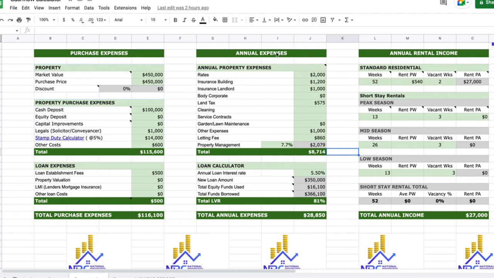When we add up all these annual expenses, it comes out to be $28,850 yearly as the operational expense on that property. And I'm using the term operational expenses because at the end of the day, property investment is a business. That's how the ATO treats property investment.